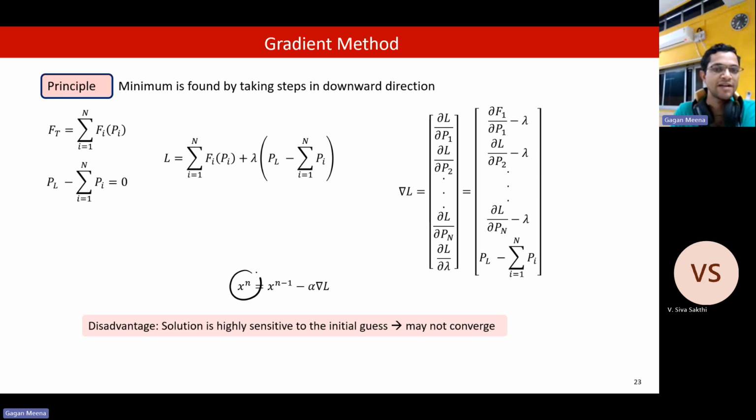So next update xn. Here the x values are xn is P1n up to Pnn and lambda n. Similarly, xn minus 1 will be Pn minus 1, the previous values. So x is a vector here. Xn and xn minus 1 are vectors. This is for the previous value, and this vector is for the new values.